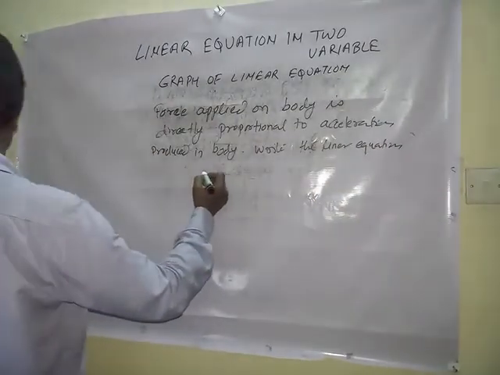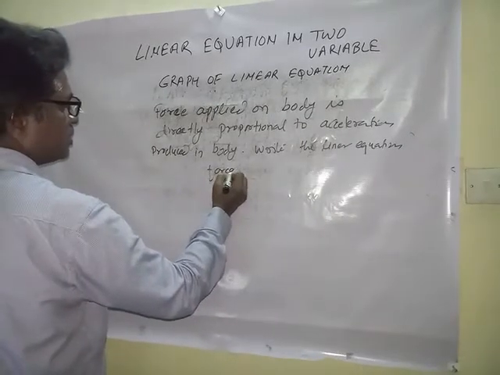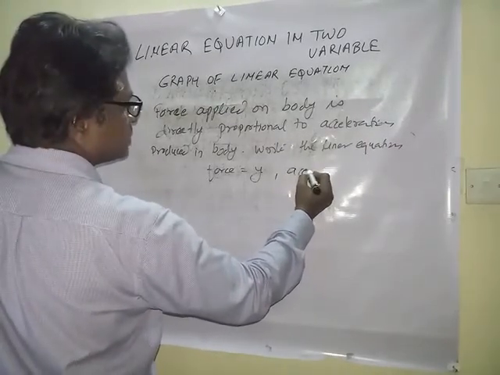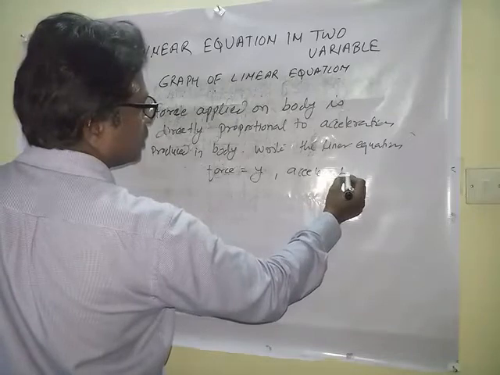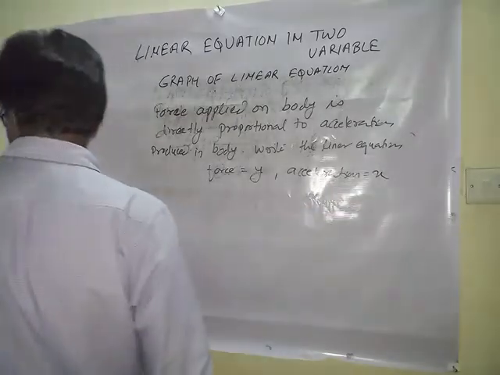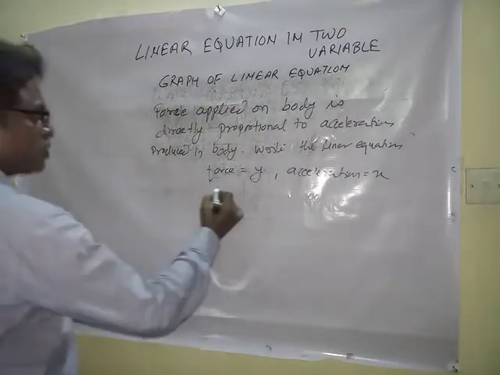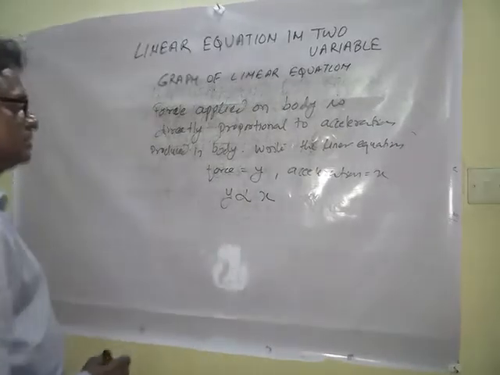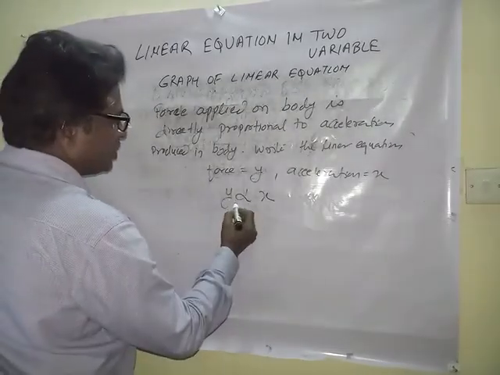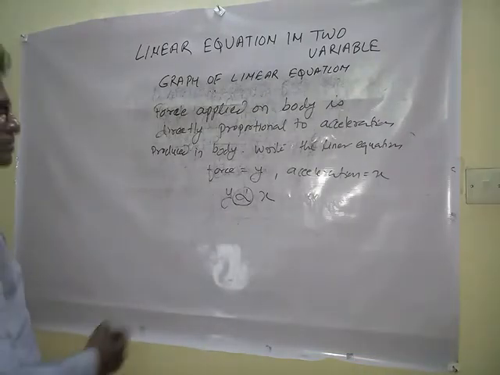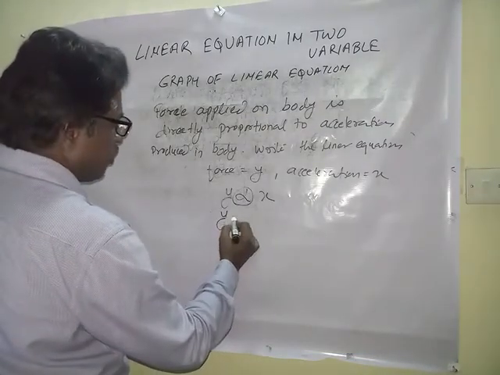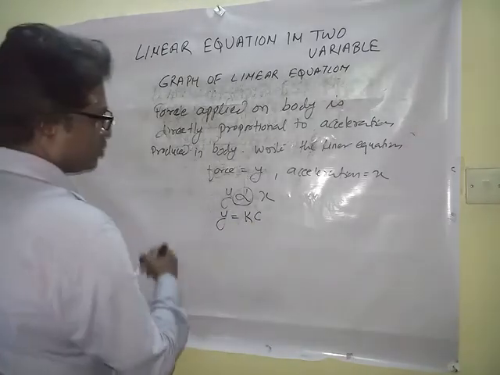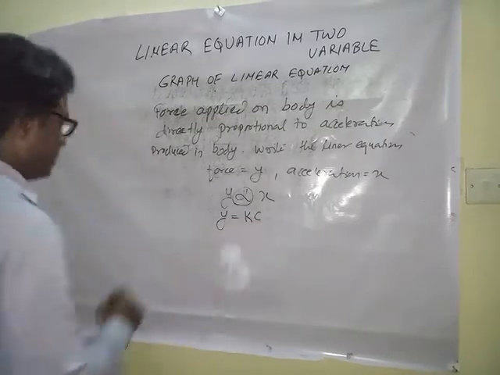Now let us assume the force is equal to y and acceleration is equal to x. So force applied is directly proportional to acceleration. But a linear equation cannot have the proportion sign. So let us assume some constant: y is equal to kx. K is a constant which is replacing the proportion sign with an equal to sign.